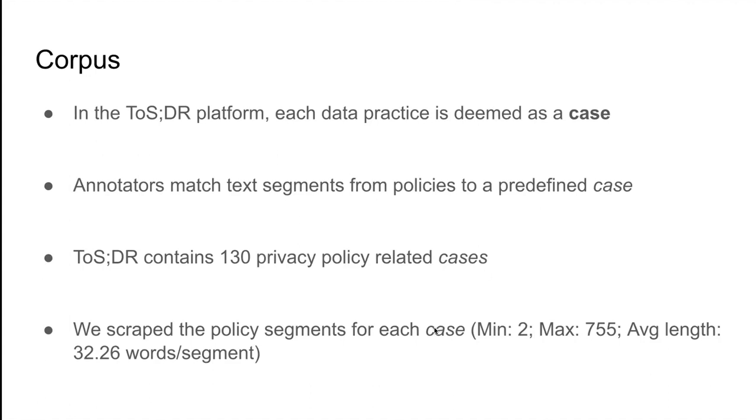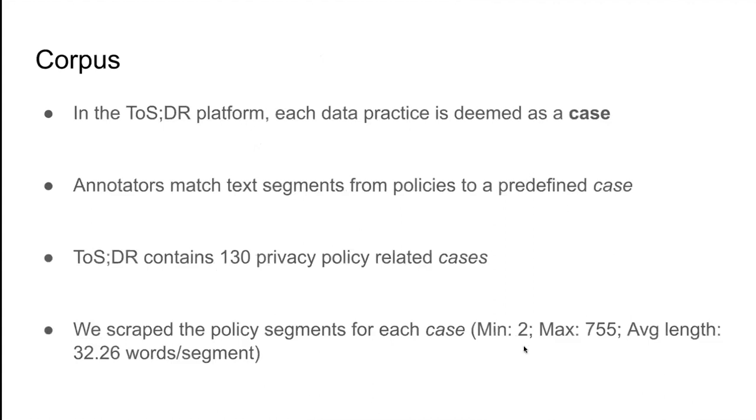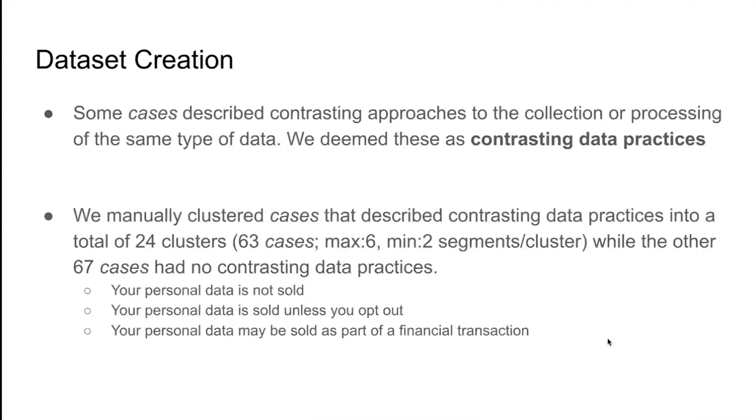And for one case, we found that a minimum of 2 different policy segments existed, and a maximum of 755 policy segments existed from different privacy policies, with an average length of 32. By which I mean, let's take the case, this service can view your browser history. Then one of the matchings would be from the YouTube privacy policy, another could be from Meta, another could be from DuckDuckGo, etc. So that is what I mean by a minimum of 2 and a maximum of 755. So this is how the corpus exists in TOSDR.